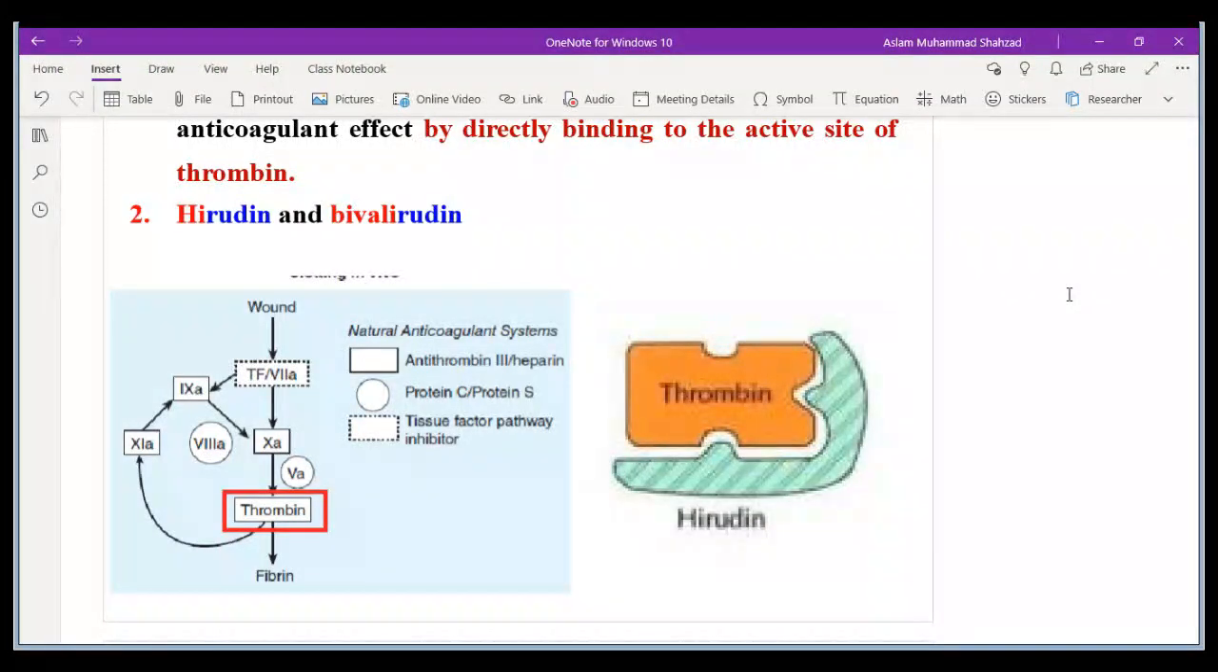And if you look at the right side, you can see that thrombin has a curved shape, and the drug binds with the active site and then produces the effect. So that is the responsibility of these drugs. Hirudin and bivalirudin are examples. They bind directly with the active site and then produce the effect.